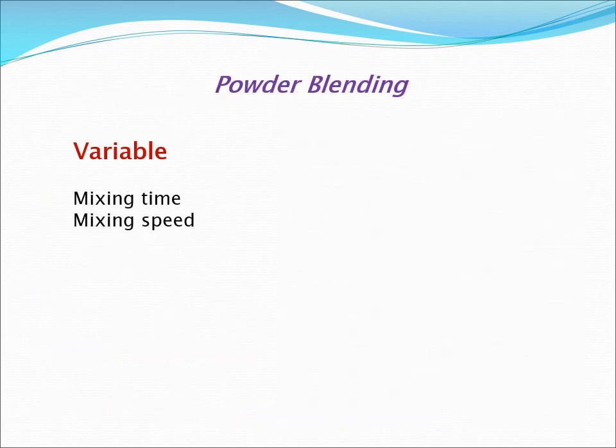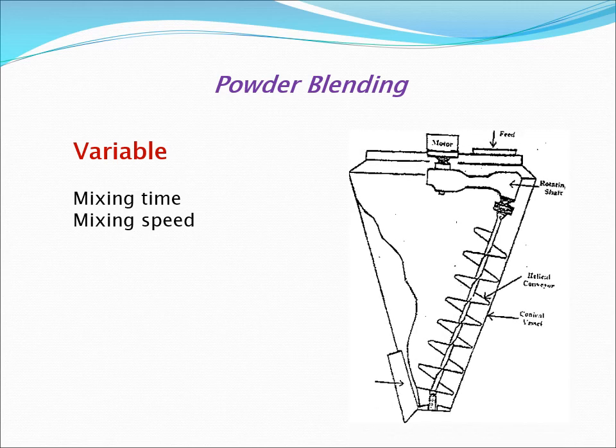Let's take another example, which is blending or mixing. If you have a mixer, we can measure the mixing time, the rotation speed or the mixing speed. That is validation for the equipment. So how do we do IPQC, in-process quality control?